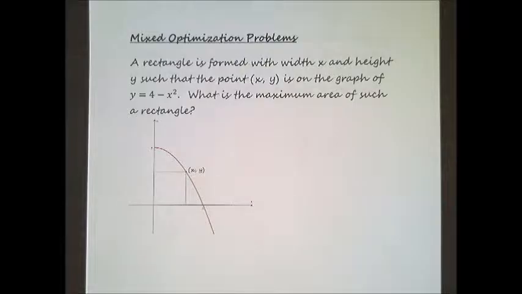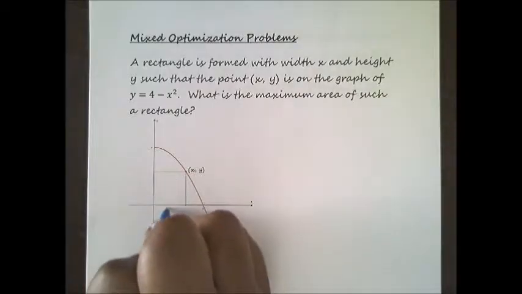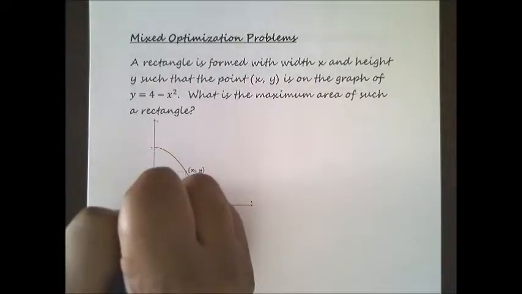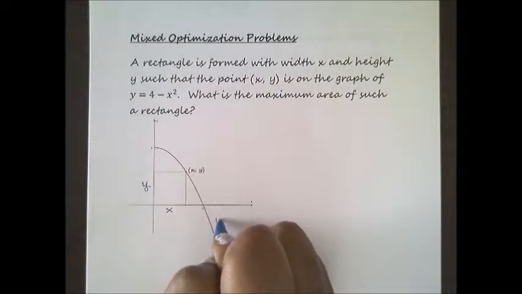A rectangle is formed with width x and height y, such that the point (x, y) is on the graph of y equals 4 minus x squared. What is the maximum area of such a rectangle? So we've been provided with the diagram. If we weren't provided with one, I'd probably draw one, where here is my width x and here is my height y, and this is the curve y equals 4 minus x squared.